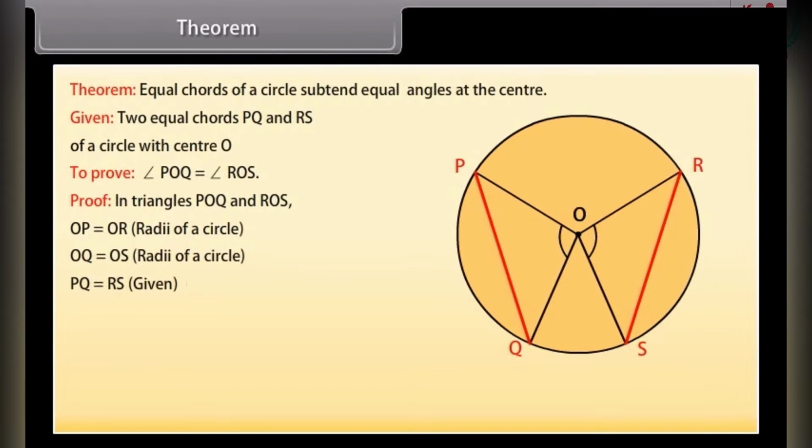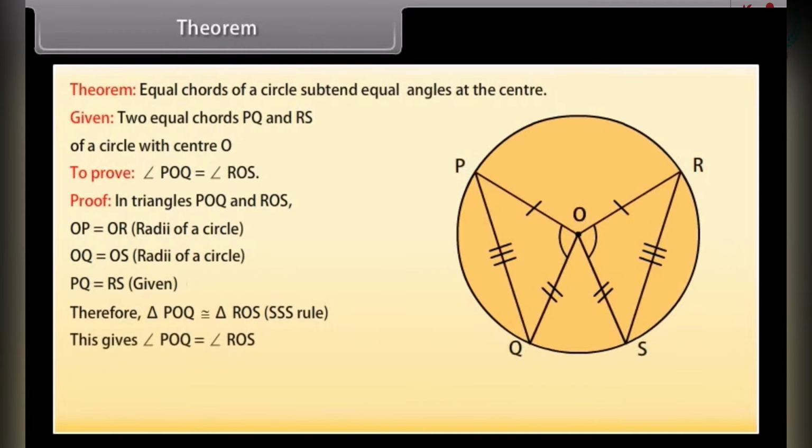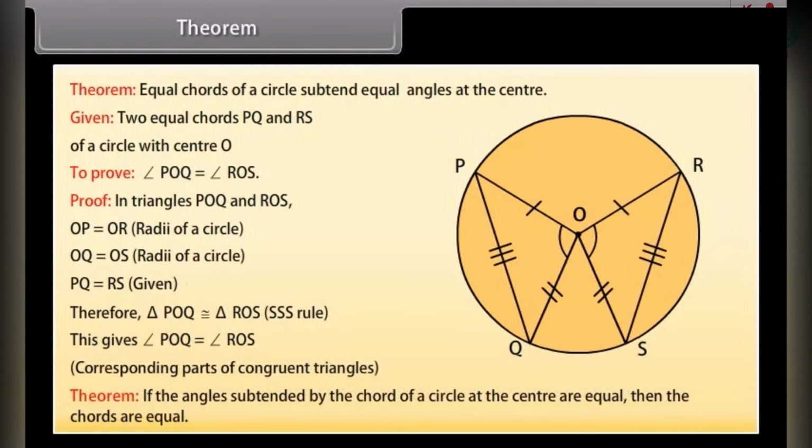PQ is equal to RS given. Therefore, by SSS congruence rule, triangle POQ is congruent to triangle ROS. This gives angle POQ is equal to angle ROS because corresponding parts of congruent triangles are congruent. The next theorem is the converse of the above theorem. It says that if the angles subtended by the chord of a circle at the center are equal, then the chords are equal.